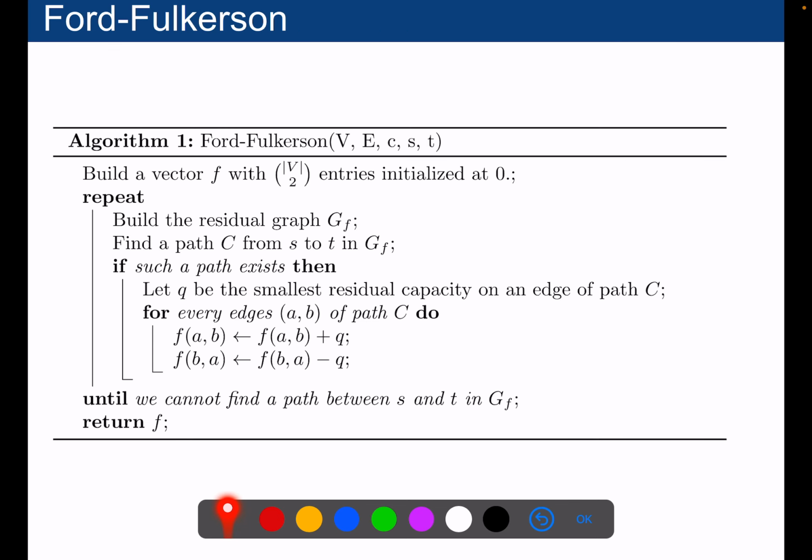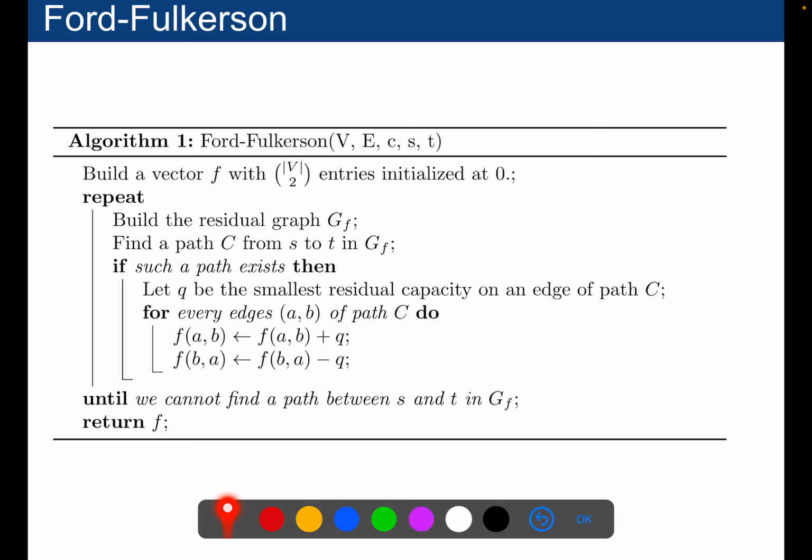That's the pseudocode of the algorithm. You have as inputs your graph, the vector of capacities, the source node, and the sink node. You initialize the flow vector all at 0. You build the residual graph. You find a path from S to T in that residual graph. If such a path exists, you compute Q, the smallest residual capacity on an edge along that path, and then you apply the transformation on the augmenting path.